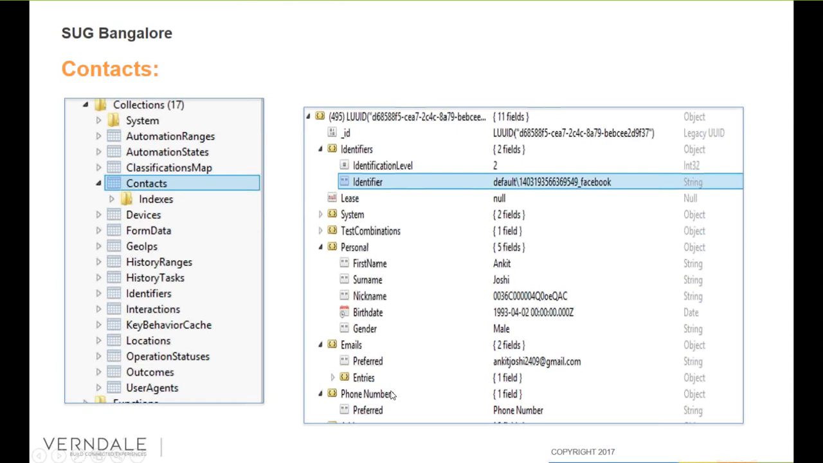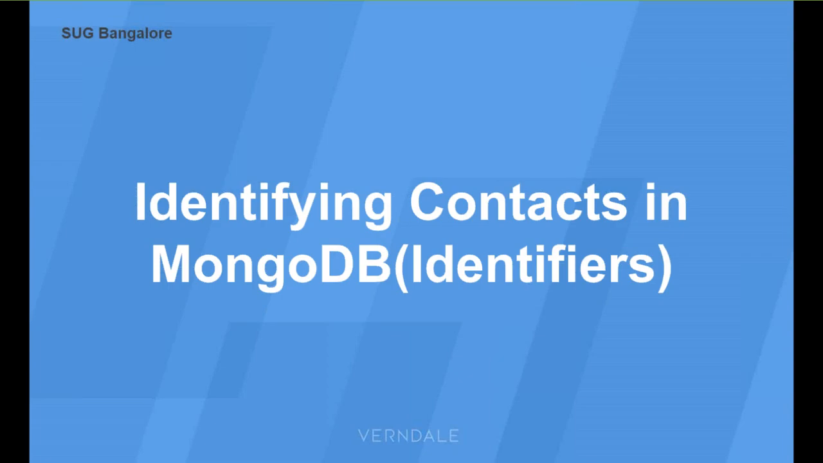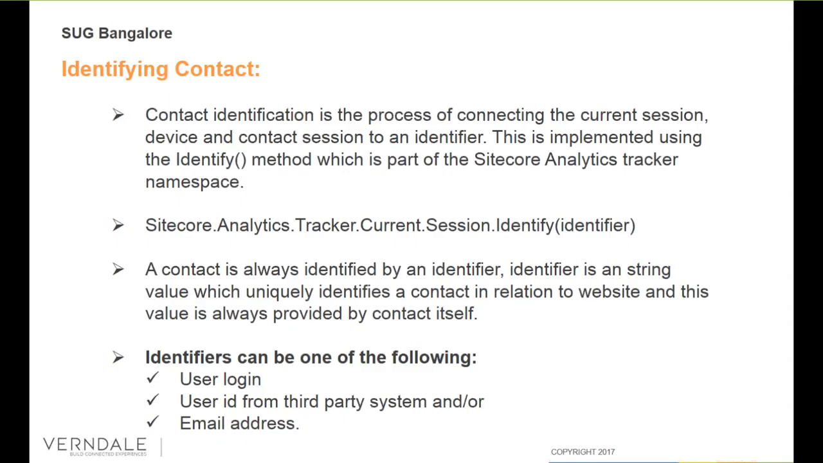Then we have phone numbers, right? So this is what we have as part of the default facets from context. The next thing is how we can identify contacts in MongoDB, and we can only identify contacts in MongoDB by means of identifiers.